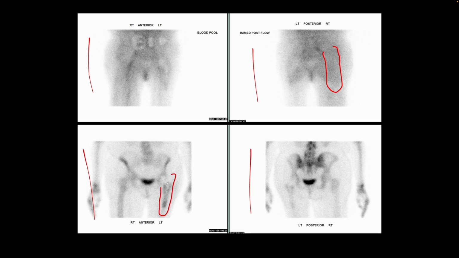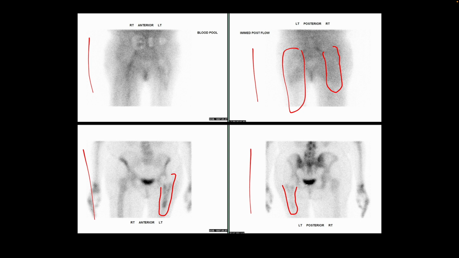They have this photopenic defect in the left hip. And so the left hip on the blood pool image would be here. So there is no hyperemia. But on the delayed image, we find that there is periprosthetic increased uptake, which is patchy or multifocal and mild in intensity. And so something like this would be consistent with aseptic loosening.